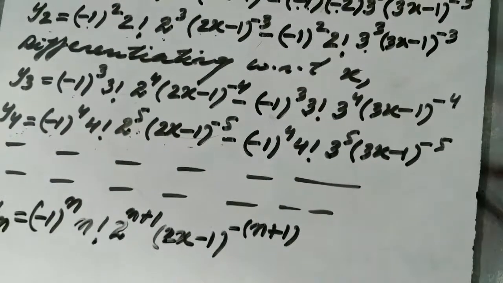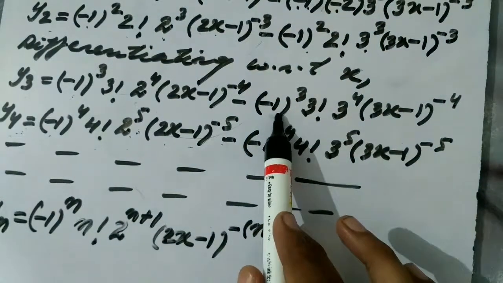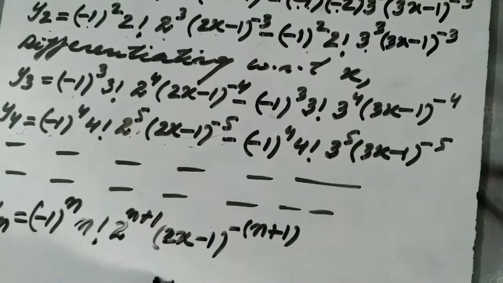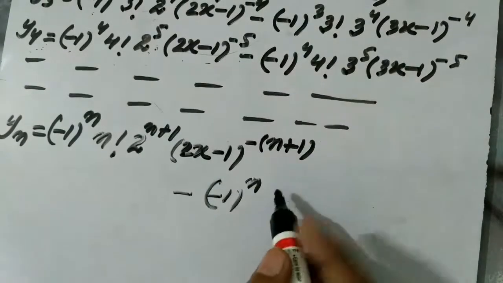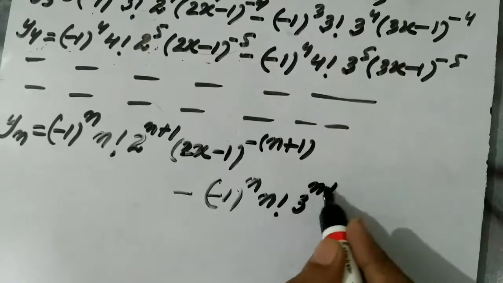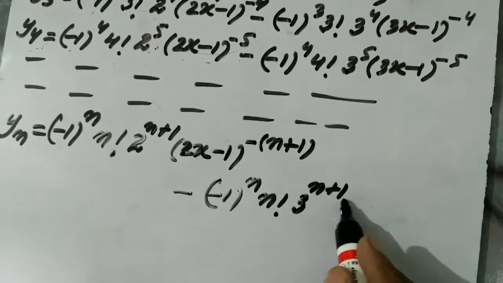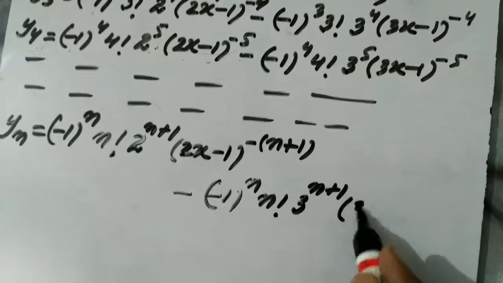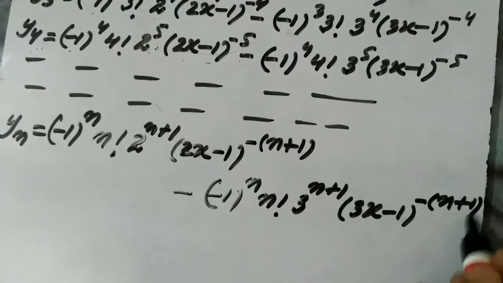So now take the analogy in the second term. Similarly, in the second term, if we observe, the power of minus 1 is 1 in the first differential, 2 in the second differential, 3 in the third differential, and 4 in the fourth differential. So in the nth differential, the power of minus 1 must be n. And similarly, there will be factorial n, and the power of 3 must be n plus 1, as we have taken the analogy in the case of the exponent of 2. You can understand it better. There is no need to explain for 3. So the power of the bracket 3x minus 1 is minus (n plus 1).